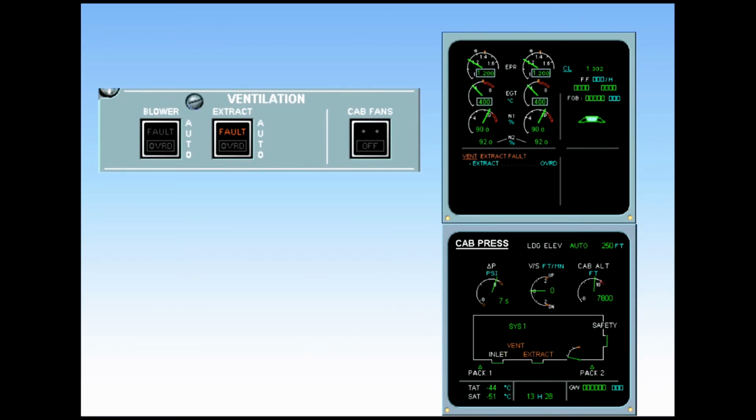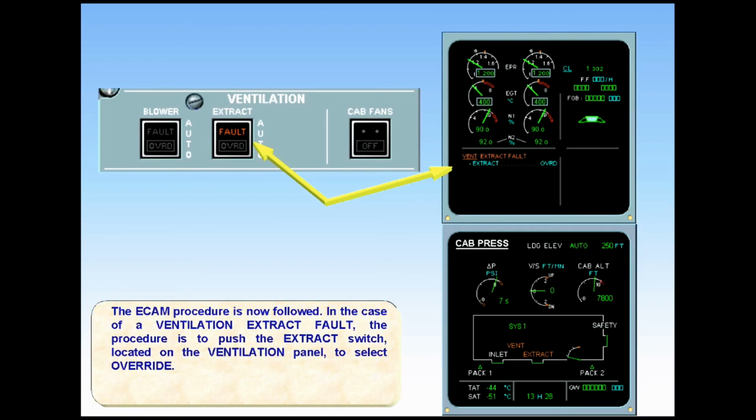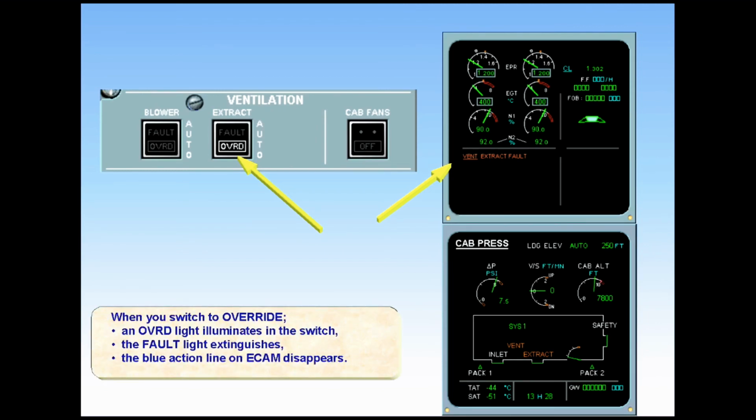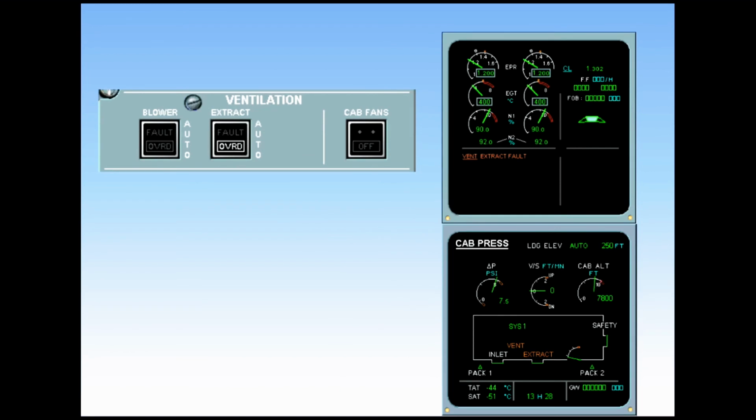The ECAM procedure is now followed. In the case of a ventilation extract fault, the procedure is to push the extract switch located on the ventilation panel to select override. Select the extract switch to override. When you switch to override, an override light illuminates in the switch, the fault light extinguishes, and the blue action line on ECAM disappears. There are no changes to the indications on the system display, but by pushing the extract switch to override, the ventilation system has been reconfigured to ensure adequate ventilation of the avionics system.